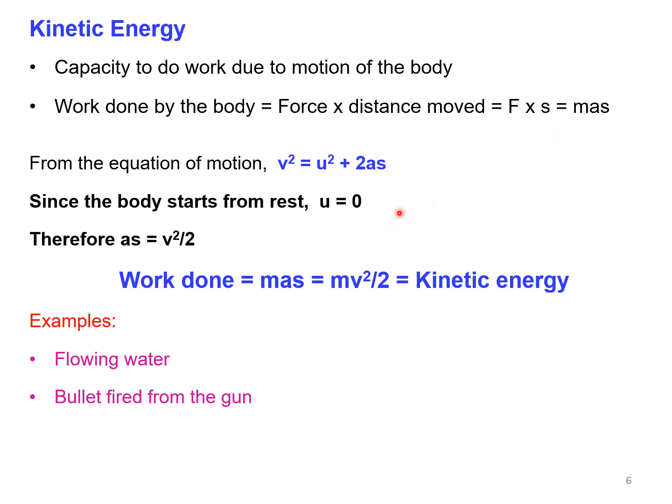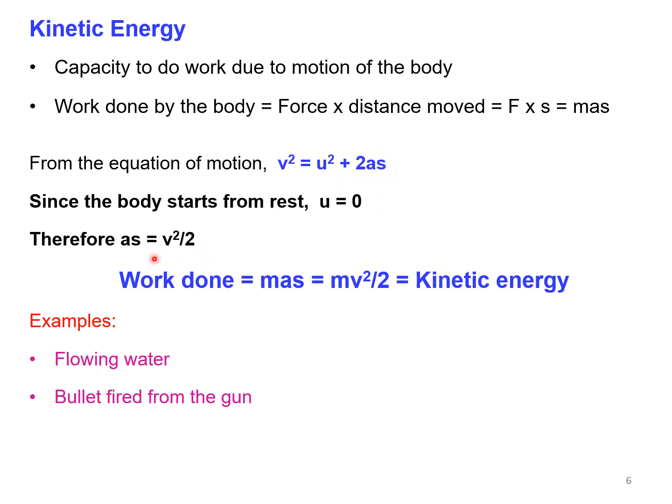Now we are going to derive another equation for kinetic energy from the equation of motion. We know from the equation of motion, v square is equal to u square plus 2as. Here v is the final velocity, u is the initial velocity, s is the distance moved and a is the acceleration due to gravity. Since the body starts from rest, the initial velocity u will be equal to 0. Therefore, we get v square is equal to 2as, or we get as is equal to v square by 2.